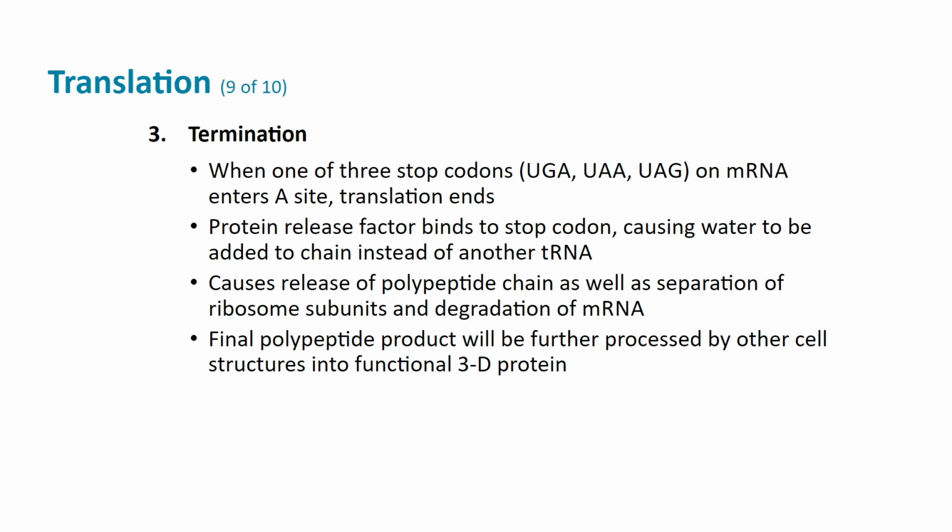Termination is when the ribosome hits one of the 3 stop codons. When the ribosome hits UGA, UAA, or UAG on mRNA, that's going to cause translation to end. Basically, all of these components, the tRNA, mRNA, and ribosome, dissociate or pull apart, and that's going to cause the release of the newly made protein or polypeptide chain, and that will then go off to be processed. So we need to process polypeptide products to make sure their structures turn into their functional 3D protein shapes.